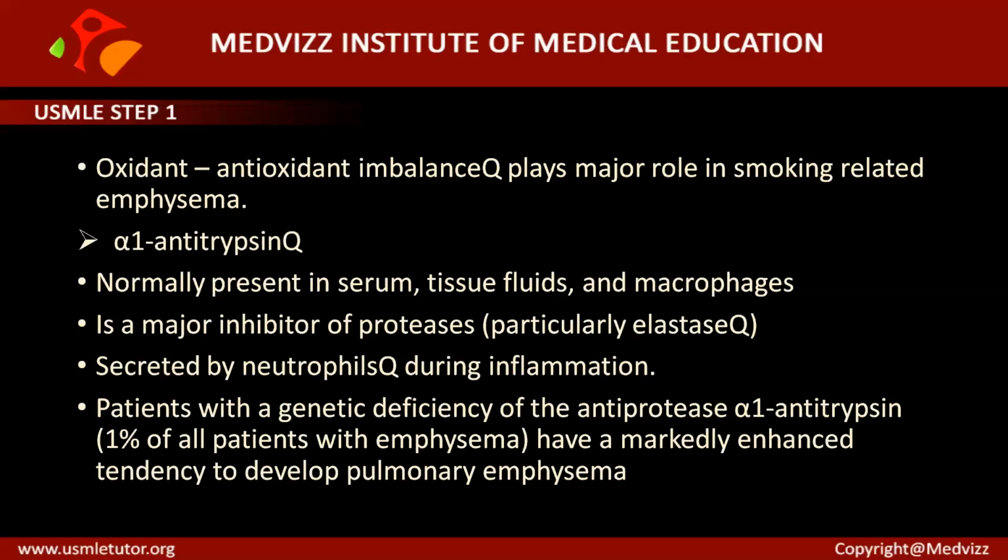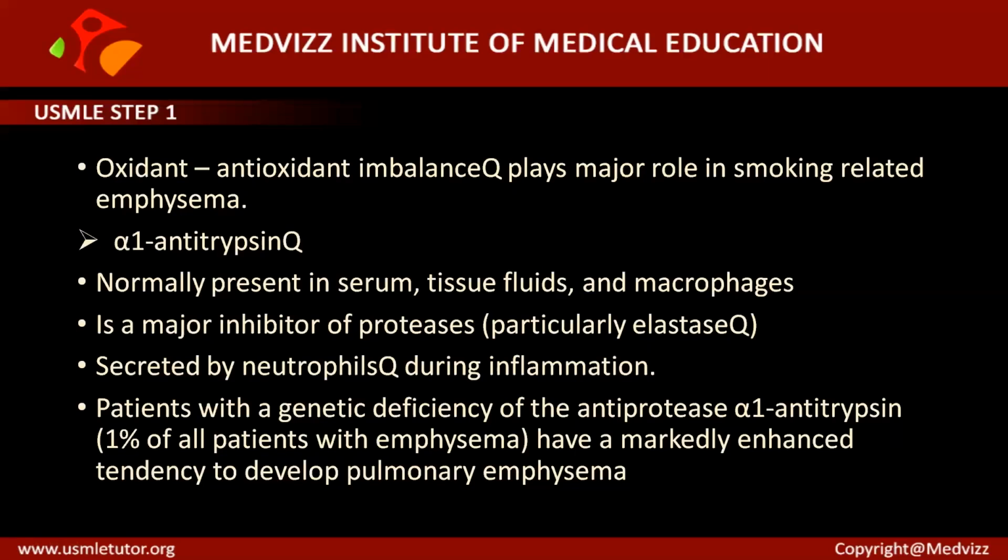So now, what is alpha-1 antitrypsin? As I already mentioned, alpha-1 antitrypsin is normally present in the serum, produced by the liver, tissue fluids, as well as macrophages. And we know that it is a major inhibitor of proteases, particularly elastase in the alveolar walls, and it is also secreted by the neutrophils during the acute inflammatory process.